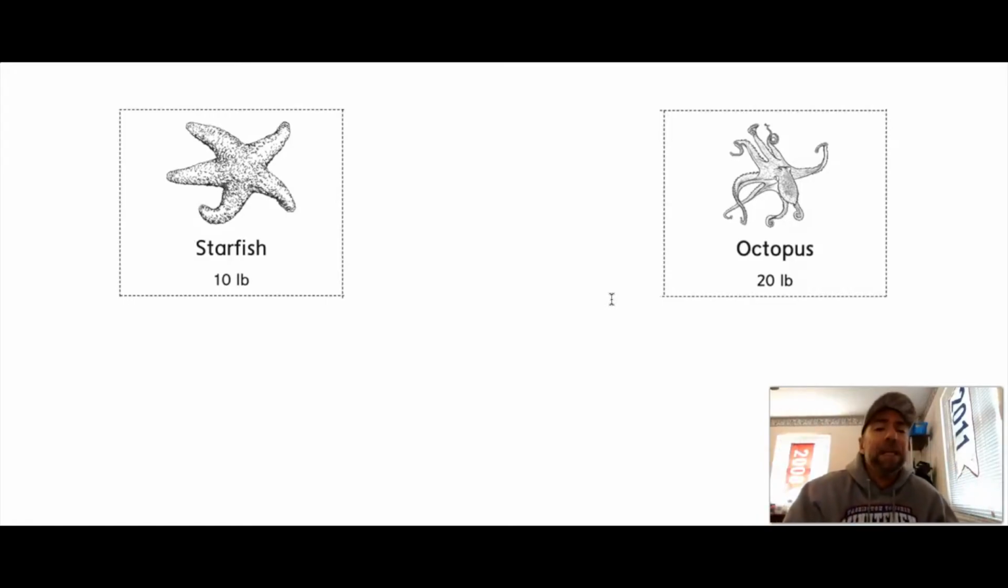Let's see. This time we have a starfish. The starfish is 10 pounds. The octopus is 20 pounds. Which animal weighs more? Well, let's go ahead and write our number model. On one side, we have the number 10. So we can write this on our whiteboard, or we can write it on our sheet protector. Doesn't really matter. On the other side, we have the number 20.